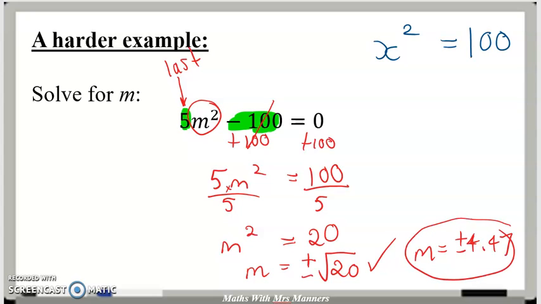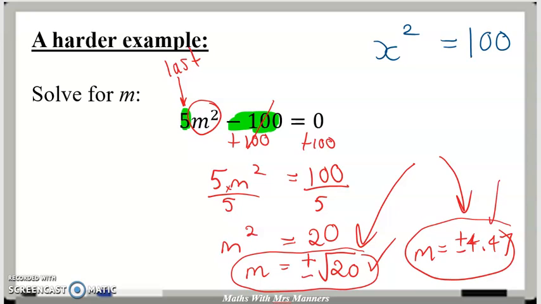Make sure you know where to end your question, because if it says leave it in surd form and you go and round it, well, that will be incorrect. And if it says to round your answer to 2 decimal places and you go and leave it as a surd, well, then that will be incorrect as well. So you must follow the instructions in the question.